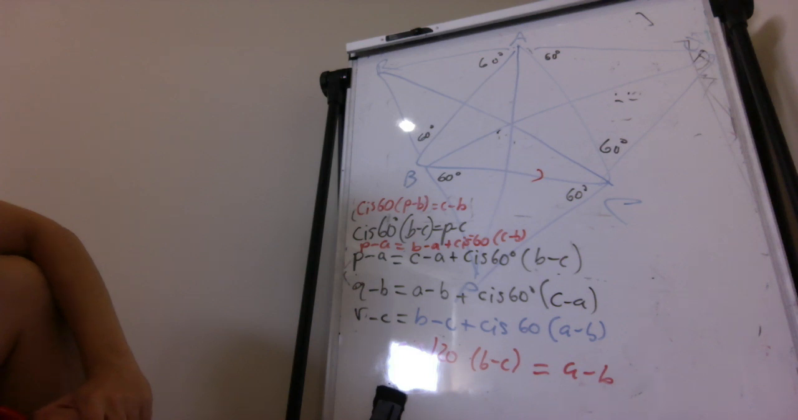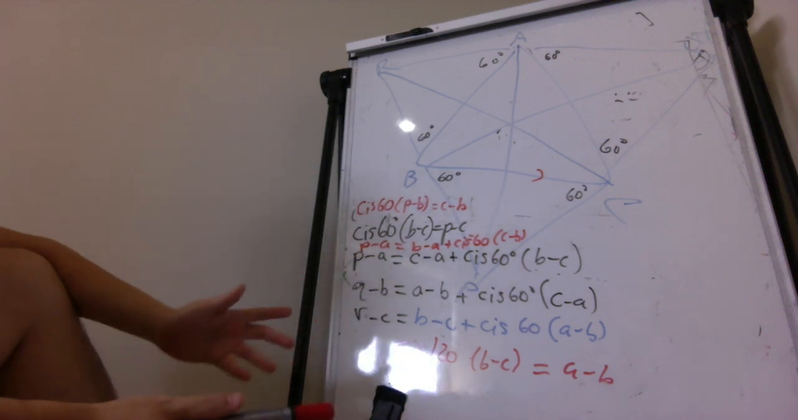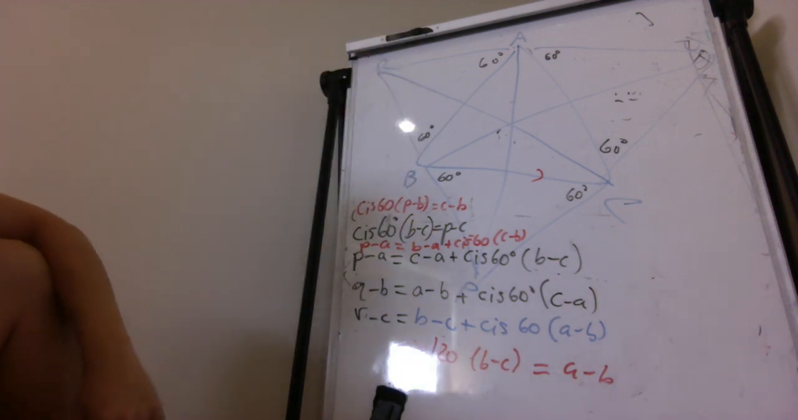P minus A equals B minus A plus this 60. So it's not minus 60, it's negative 60. Oh, yeah, that makes more sense. So that works, right? For the third one goes to the first one. Yeah, it goes to the negative, but it doesn't matter because there's two ways it could point. What do you mean? Vectors can go both ways. You can go RC or CR.